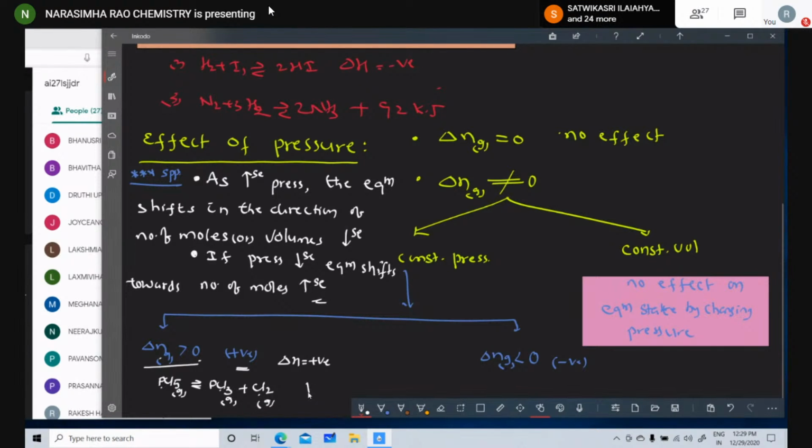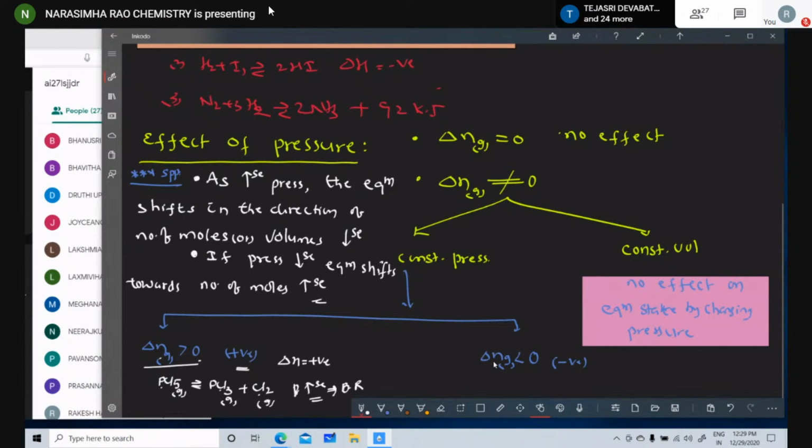Okay? If pressure increases, which reaction is favorable? Backward reaction is favorable.